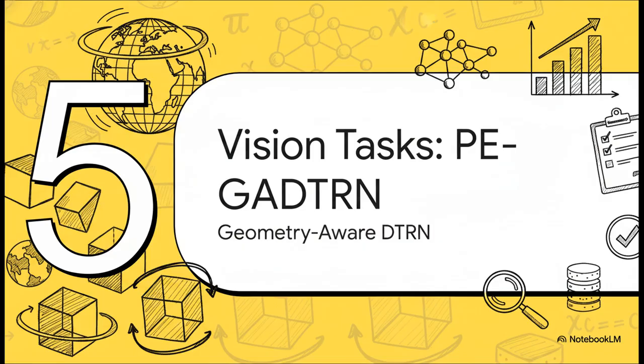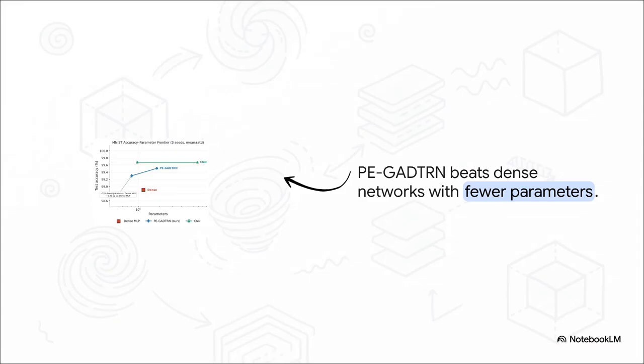Section 5. Vision tasks with PEGA-DTRN. Now, what's really interesting is seeing what happens when this is aligned with the native structure of a real problem. Standard DTRN flattens an image, which loses all spatial locality, but this geometry-aware version, called PEGDTRN, represents an image as a patch lattice, properly encoding those horizontal and vertical correlations.